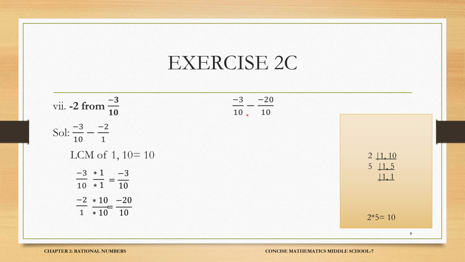So minus 3 by 10 minus of minus 20 by 10. Minus into minus becomes plus. So minus 3 plus 20 by 10. One is having a negative sign, the other is having a positive sign. So put the bigger number's sign. 20 is the bigger number and its sign is plus. So just put plus sign and subtract it. It becomes 17 by 10.